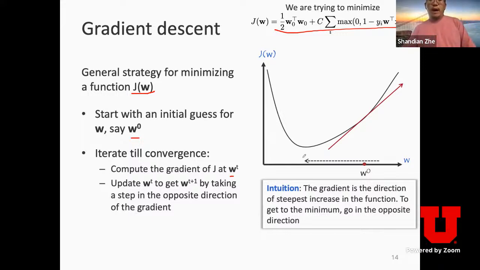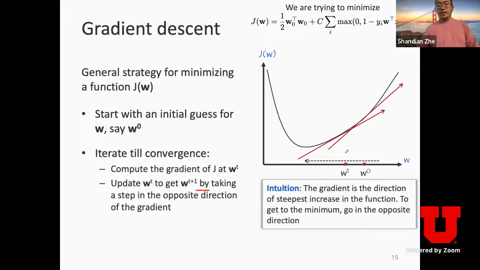We have used this figure to show why this is true. Suppose this is our G of W, our objective function, and you start from W0. If you compute the gradient, that basically means you're computing the slope of the tangent line at this position. You can see that this slope is positive. If you want to minimize the function, you go along the opposite direction of the gradient. Because the gradient is positive, you move your W toward the left. Then you find that you indeed decrease the function.